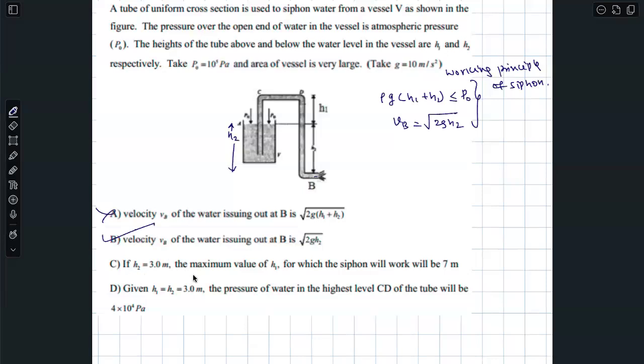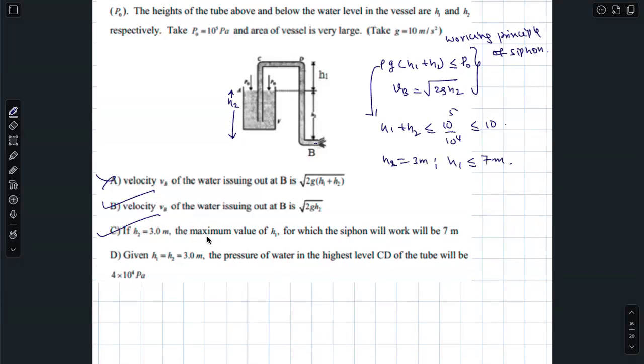If H2 is 3, what is the maximum value of H1? Please try to understand. Now you take H1 plus H2 less than or equal to 10 power 5 by 10 power 4, less than or equal to 10. If H2 is 3 meter, H1 is less than or equal to 7 meter. C is correct. If H1 is equal to H2 is equal to 3 meter, what happens? This is allowed actually. H1 plus H2 less than 10 is allowed.